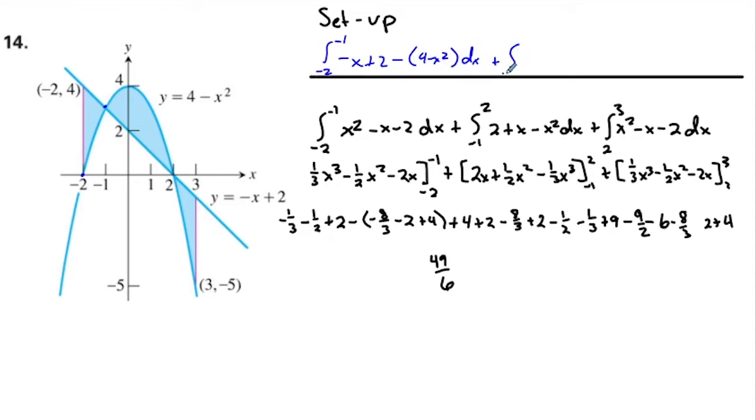So we're going to add that to, now we're going to go from -1 to 2. We're going to go until they switch places again. So now -1 to 2, the top function now is the curve, so 4 minus x squared. And we're going to subtract the bottom function now, which now is the line, so -x plus 2. Then they trade one more time from 2 to 3. So from 2 to 3, they switch back, and now the top function is the line. So we have -x plus 2 minus 4 minus x squared dx. And then I've written out the rest. The answer ends up being 49/6.